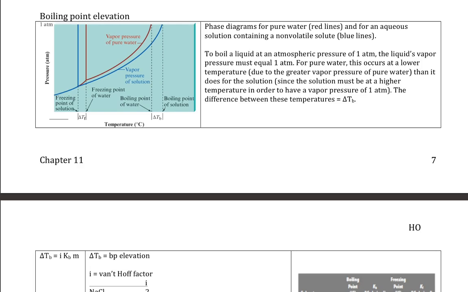Okay, so as a reminder, to boil a liquid at an atmospheric pressure of 1 atmosphere, the liquid's vapor pressure must equal 1 atmosphere. For pure water, this occurs at a lower temperature due to the greater vapor pressure of pure water than for the solution, since the solution must be at a higher temperature in order to have a vapor pressure of 1 atmosphere. The difference between these temperatures is delta T sub B.